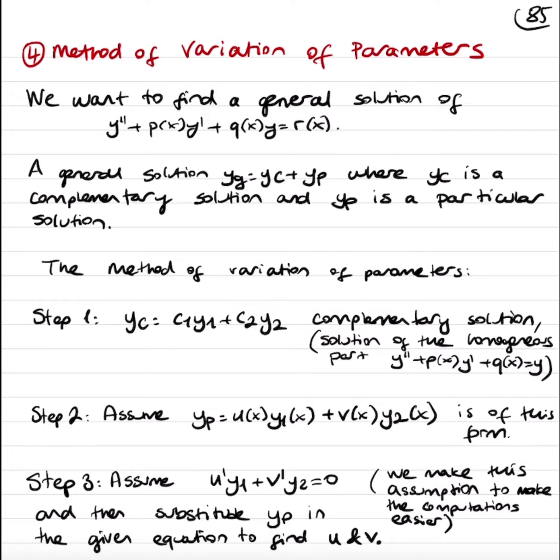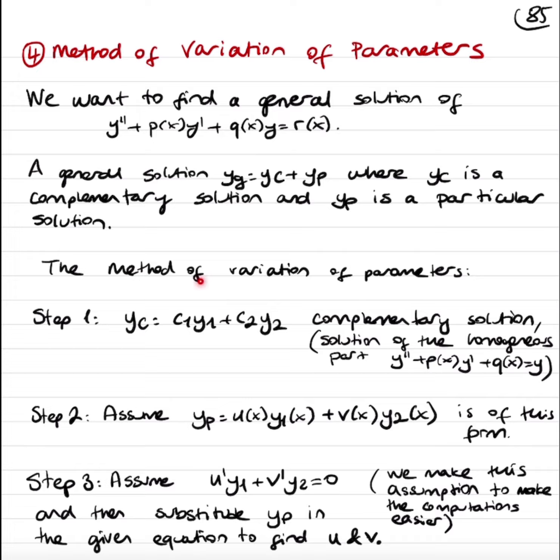and it is non-homogeneous also. So we have y double prime plus p(x)y prime plus q(x)y is equal to r(x). So we have a non-homogeneous equation. What is the general solution? We know that the general solution is y complementary plus y particular, where the complementary solution is the solution of the corresponding homogeneous part. So when this is equal to 0, the solution is called a complementary solution, and a particular solution is a solution which contains no arbitrary constants.